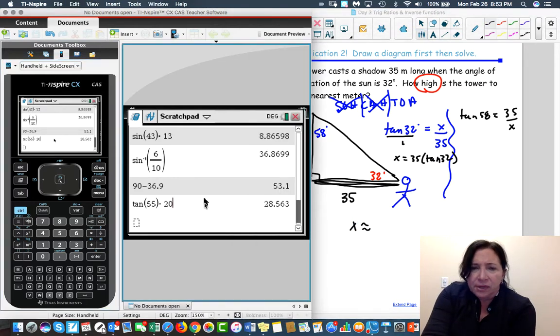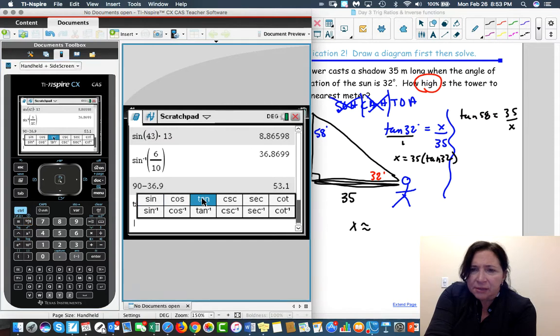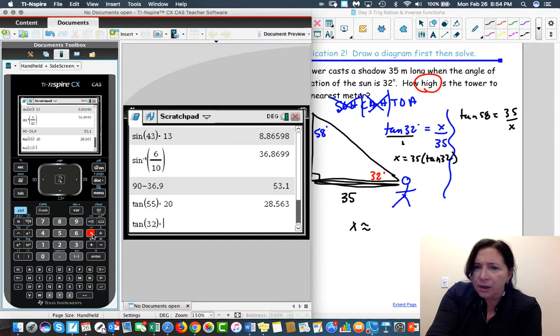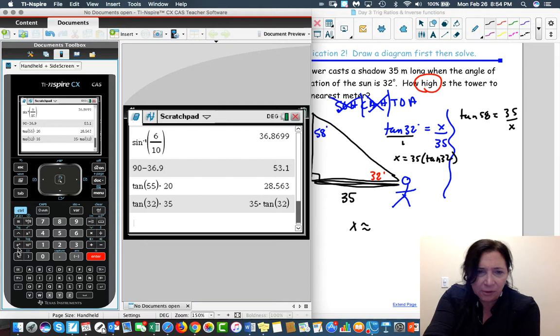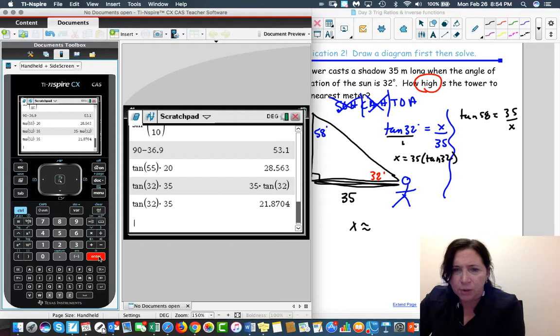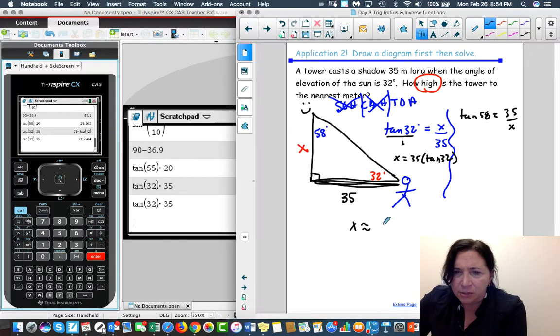X equals, let's see here, tangent, here's my trig functions. So tangent of 32 times 35 equals, oh, I forgot a decimal. Okay, control, enter, there we go, is 21.9. So this is about 21.9, I think we're in meters. Okay, so that's what x is.